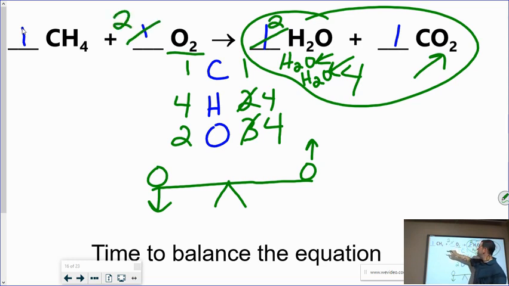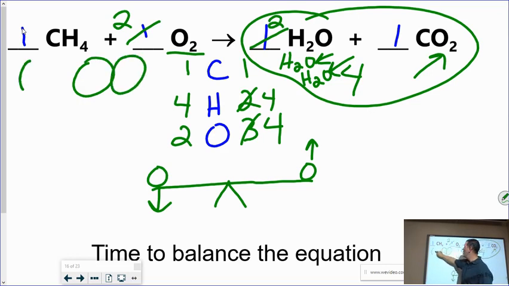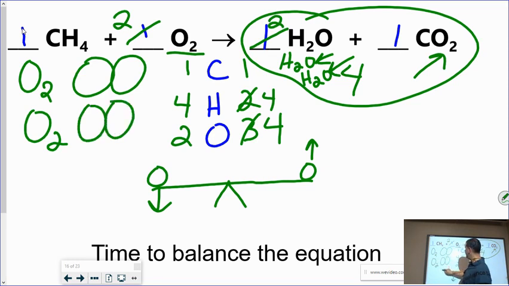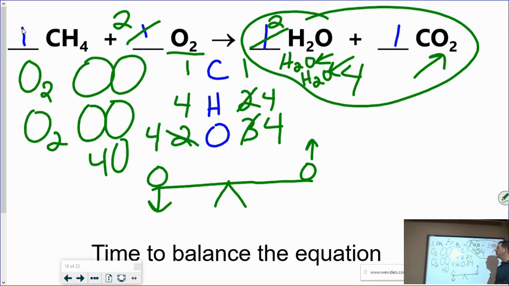I'm now going to say I have 2 O2s. That's like saying, okay, that's 1 O, and that's another O. So that's O2, and I need another O2. So I need another O and another O. So that's 4 O's that I have now. And so I cross out that 2 and I put a 4 there. And now I am perfectly balanced.